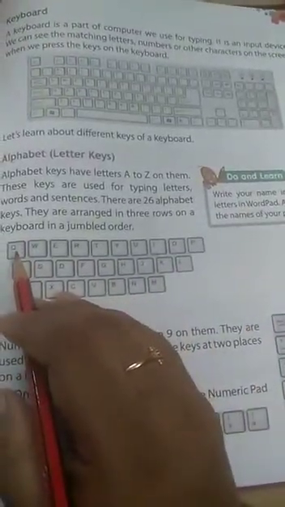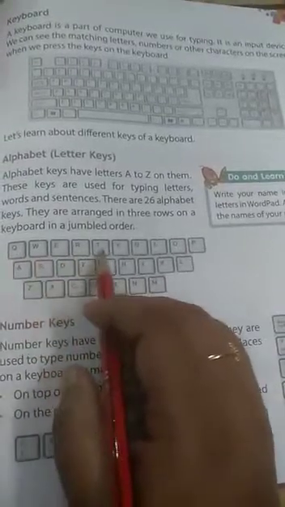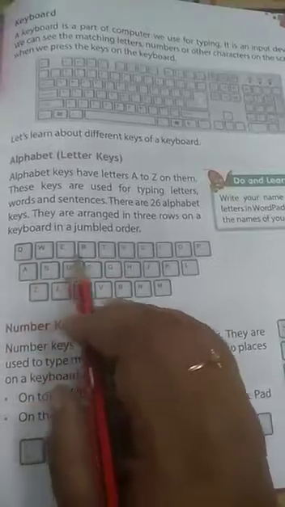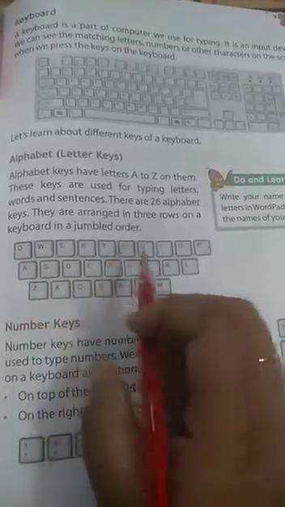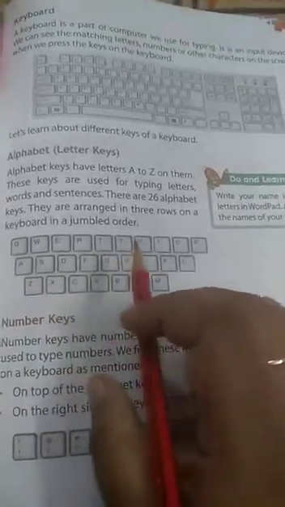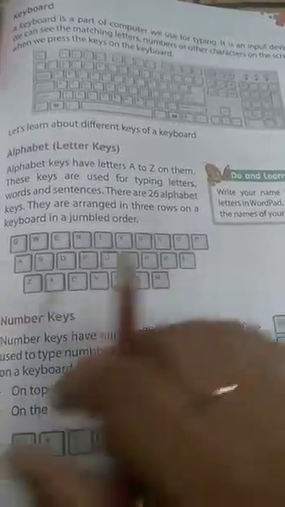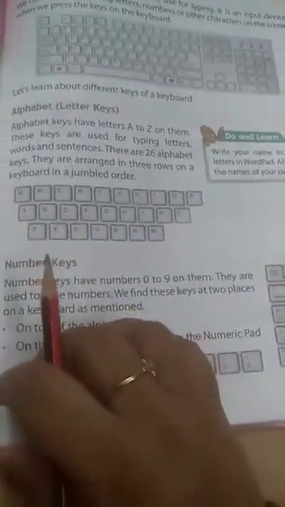The first 6 letters, that is Q, W, E, R, T, Y. This is the name of the keyboard. This is known as your QWERTY keyboard. Okay, so using these alphabets you can type your letter, word, sentence, whatever you want to type into your computer.